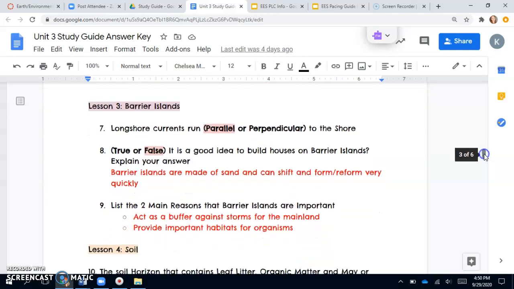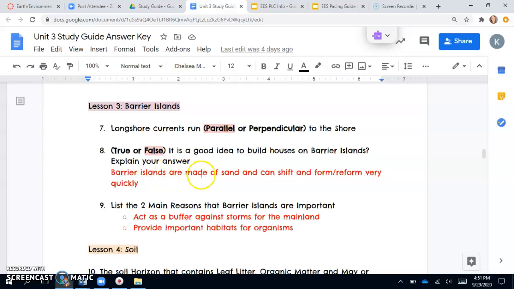Okay. Moving on to lesson 3, the barrier islands. So when we talked about barrier islands, we specifically talked about the NC Outer Banks, and we watched that video on Shelly Island, if you guys remember, and we talked about that a little bit. So longshore currents are one of the types of currents that will help contribute to the movement of sand to form barrier islands, and longshore currents actually run parallel to the shore. So they run beside the shore in a parallel manner.